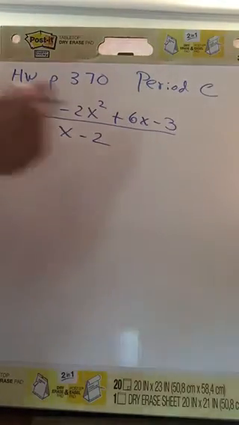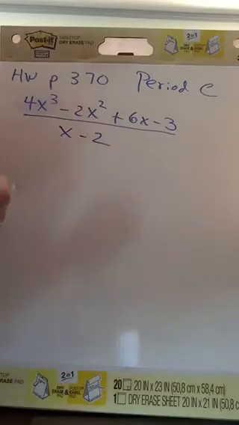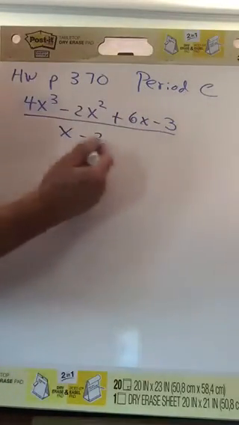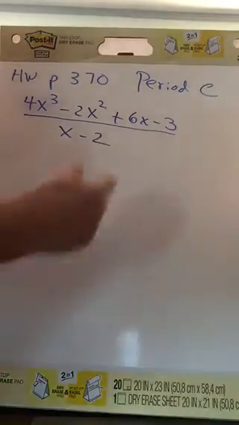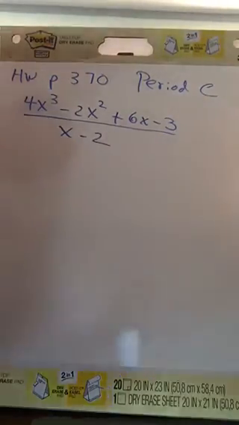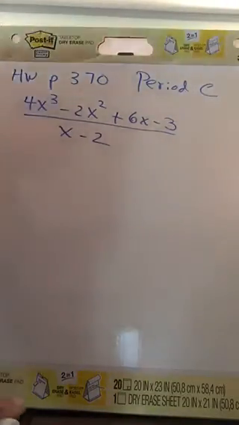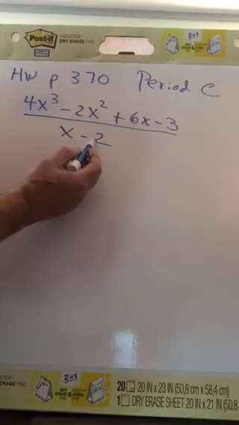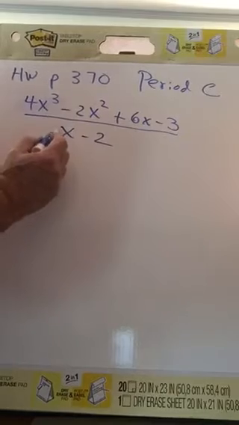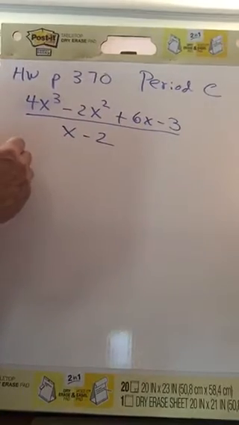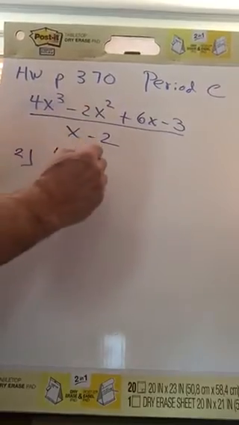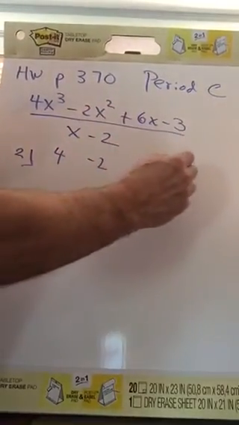We learned synthetic division as a shortcut to long division. We learned we can divide a polynomial by another polynomial with that long division process. But then synthetic division turns out to be a shorter process. Here's what we do. We take the opposite of this constant, which is positive 2, divide it by that coefficient of 1. That's positive 2. We put it in the box, and we bring down these coefficients, 4, negative 2, 6, negative 3.